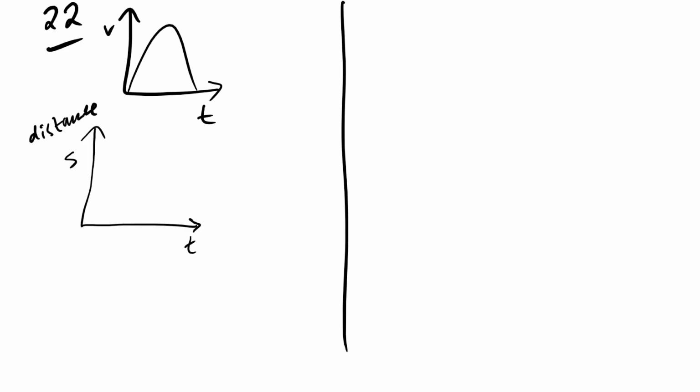Question 22. We have a speed against time graph, and we're being asked what the displacement time graph is. Let's have a look at A. We can't have distance decreasing if the speed is always positive, which it is. So it can't be A, and it can't be C either. Let's have a look at B and D then. We have zero speed to begin with, then we reach a max speed, and then it goes down to zero again. So we should have a slowly increasing distance, and then it should increase very quickly because of that fast speed.